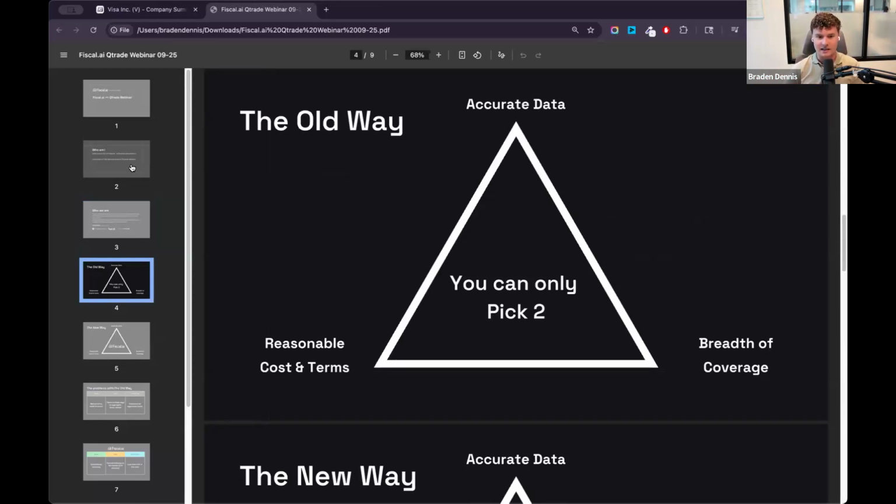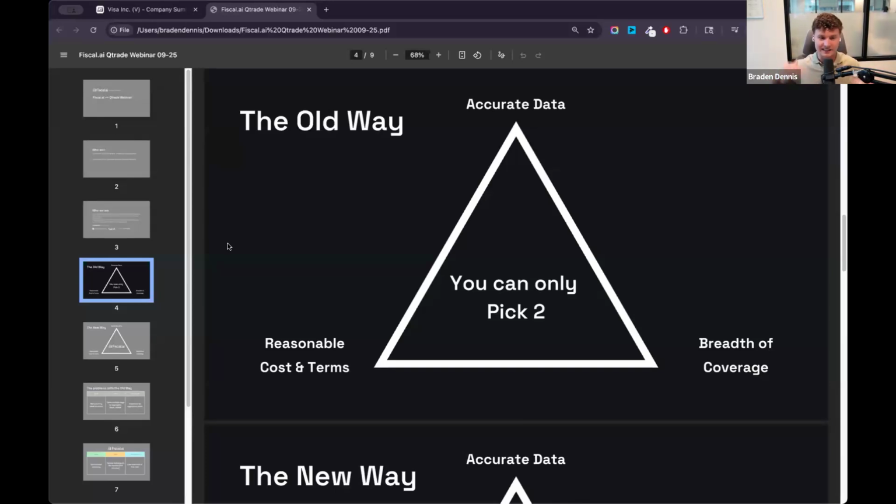And historically, and even today, there's basically the "you can only pick two" triangle. In this triangle, you can get accurate data, breadth of coverage, which is just a fancy word for saying we have all of the data for every company, and reasonable cost and reasonable terms. And so the old way is you get to pick one.